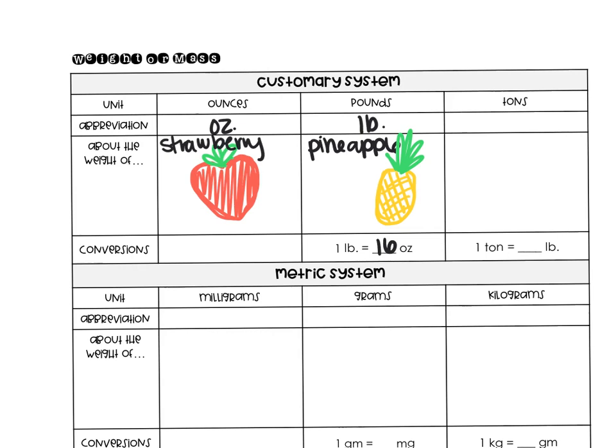Now, last one is our tons. Tons is the big one. It doesn't really have much of an abbreviation, but you maybe would see T. It's just not very common, mostly because it's short, so usually people just write tons. It is going to be about the weight of a small car, like a compact two-door, and it equals 2,000 pounds.